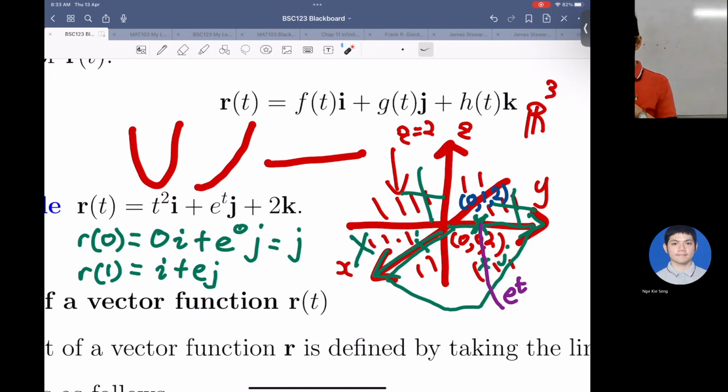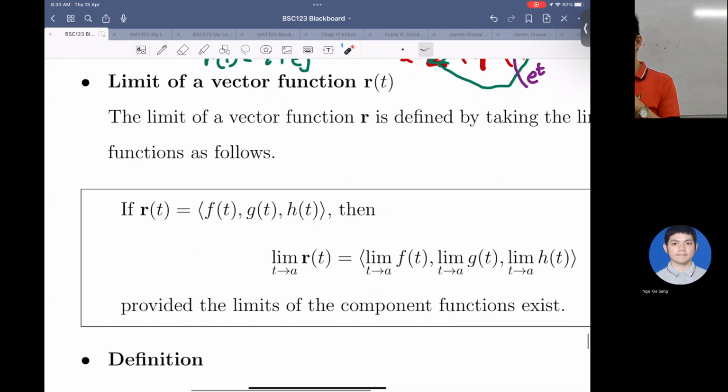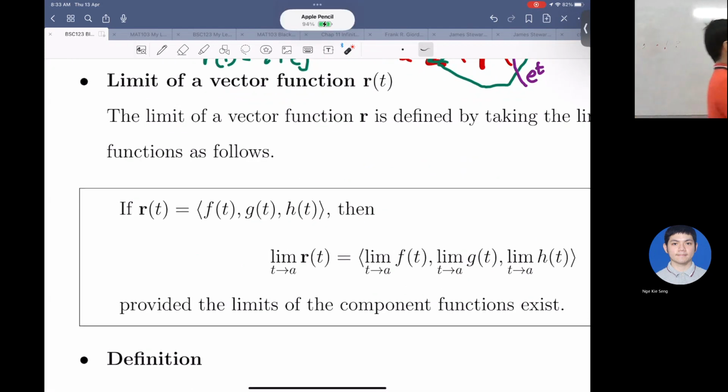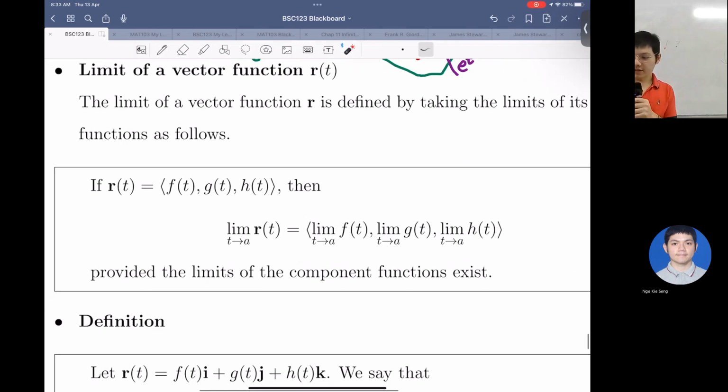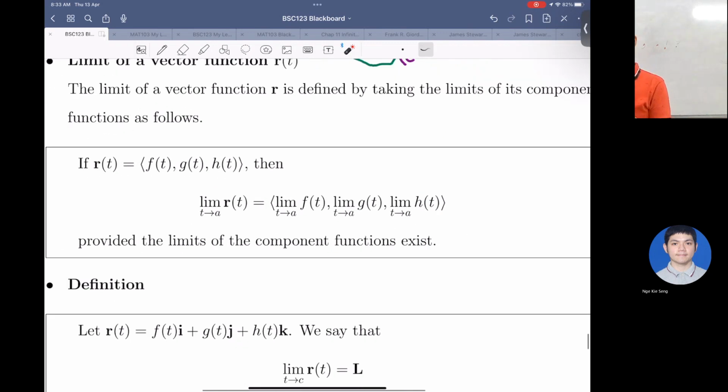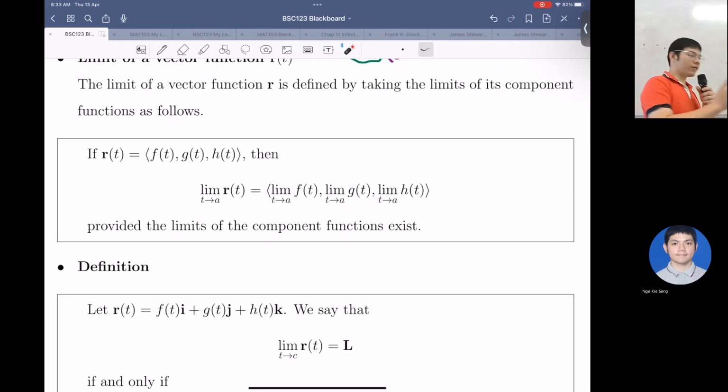Okay, let's go on. Before we do differentiation and integration, everything starts from limit, so we need to define limit first. How to take the limit of a vector function? We take the limit of a vector function by taking limits of every component function, like what I said last time. If you have a vector function f(t), g(t), h(t), then taking the limit of the vector function is just taking the limit of f(t), g(t), and h(t), provided the limits of the component functions exist. If the right hand side exists, then the left hand side also exists.